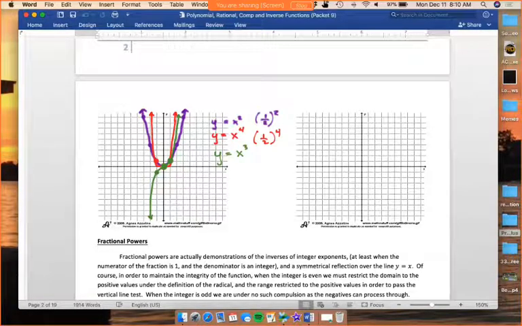But let's throw one more up there. Let's look at an x to the fifth. And we're going to see that the relationship between y equals x to the fifth and y equals x cubed is very similar to the relationship between y equals x squared and y equals x to the fourth. You still have the same intercepts there. You still have 0, 0. You're still going to have 1, 1. And you're going to have -1, -1 because you have that odd power.